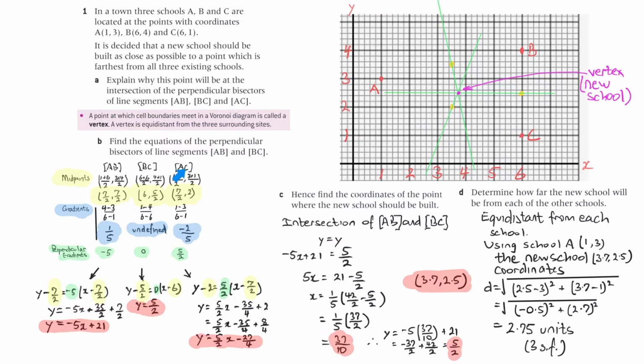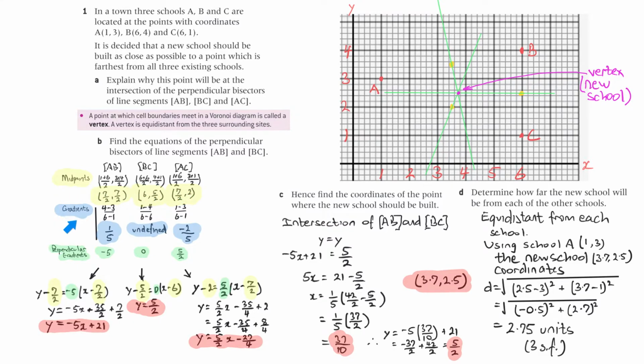B, find the equations of the perpendicular bisectors of line segments AB and BC. I've already done AC. We found the first step is to find the midpoints. We can find the midpoints because we know the points. The midpoint is the average. So we've got A and B. That's 1 plus 6 is 7, divided by 2 is 7 on 2, and 3 plus 4 is 7, divided by 2 is 7 on 2. Similarly, B and C, we've just added up the 6 and the 6 and divided by 2, and we've got 12 on 2, which is 6, and the 4 and the 1 divided by 2, and that's 5 on 2, and similarly we did the same here. So we've got the midpoints.